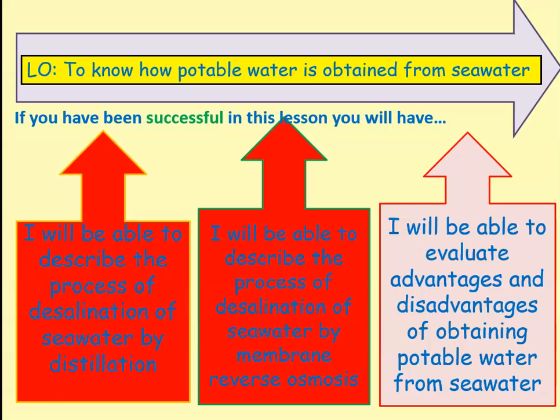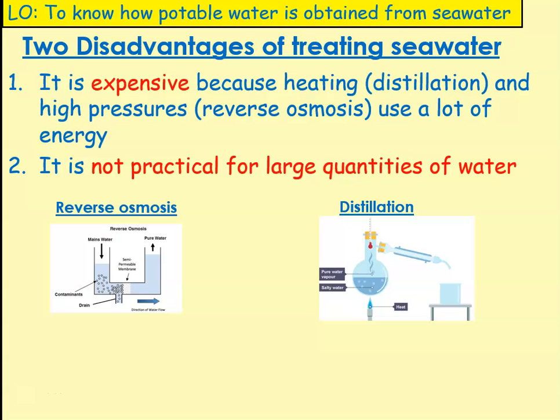Okay, we've been through reverse osmosis. We're going to look at advantages and disadvantages now. So, two big disadvantages of treating seawater. Number one, it is really expensive. We have to use energy for both those processes. Distillation requires heat and reverse osmosis uses high pressures, in some cases very high pressures. In order to get that, we have to use energy, and we have to get energy from different sources, so we have to buy the fuel to get that energy, and then that becomes expensive.